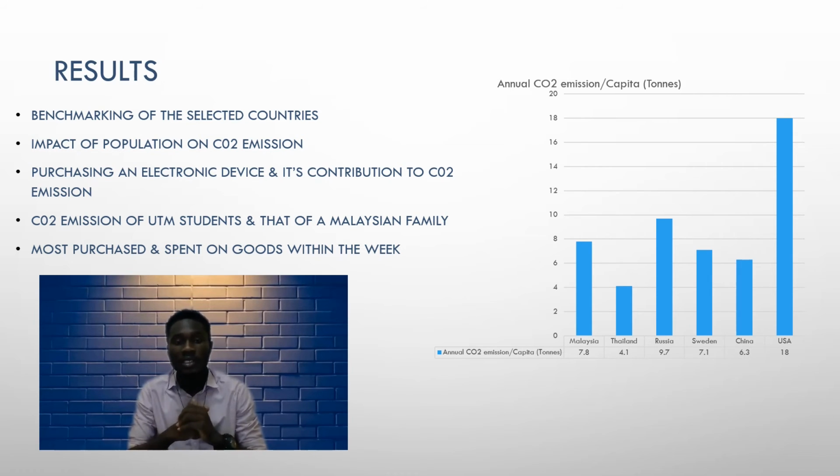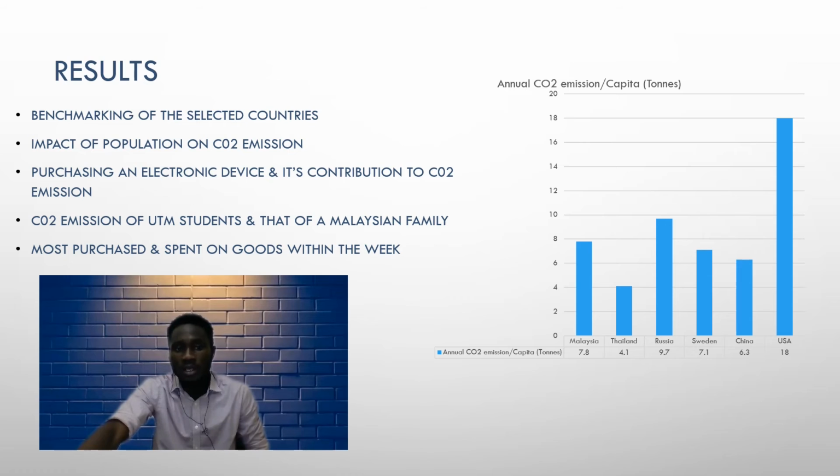Malaysia and Thailand share similarities in terms of their CO2 emission per dollar. But when it comes to CO2 emission per capita, Malaysia is greater than Thailand. Russia comes in the second place on the list, and Sweden comes right after Malaysia, followed by China, which means Thailand produces the least CO2 per capita in our list.